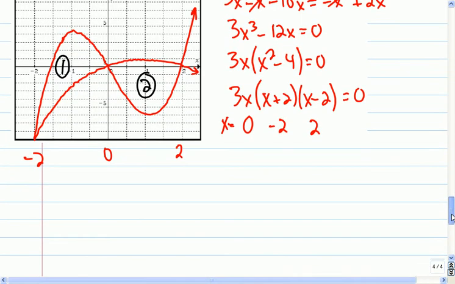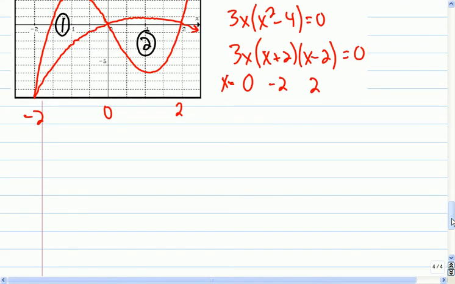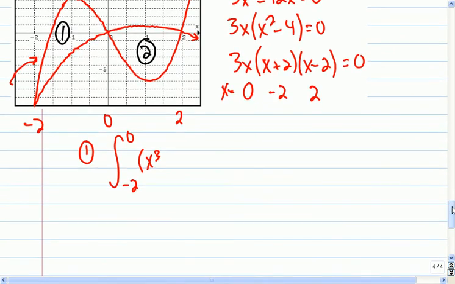Okay. So that means I can come up with my bounds. So let's work on area number 1. It is the integral from negative 2 to 0, and it's the cubic which is on top. So this cubic graph is the first one. So it'll be 3x cubed, I forget what the cubic one is now, minus x squared minus 10x. So there's a minus x squared minus 10x.